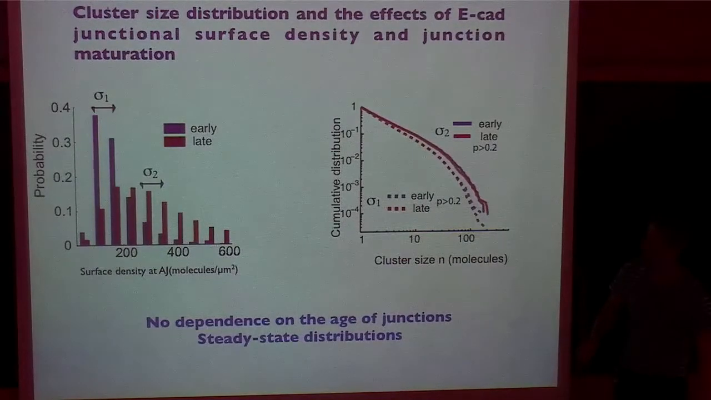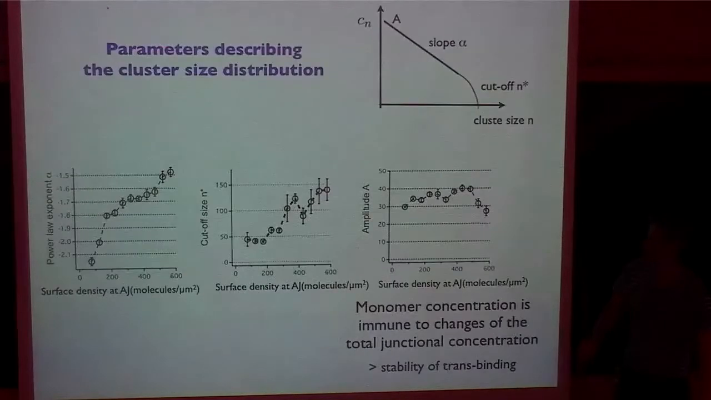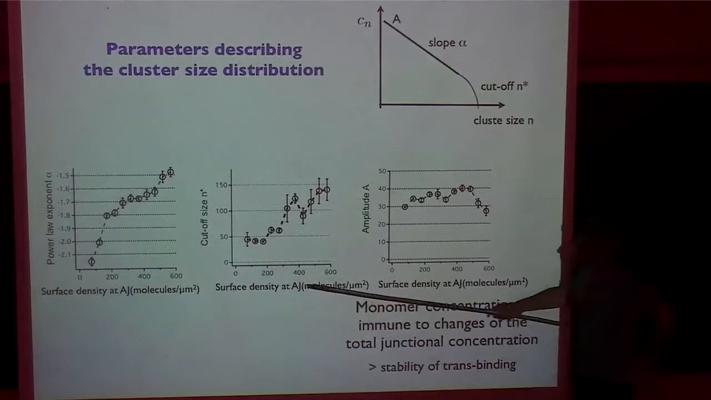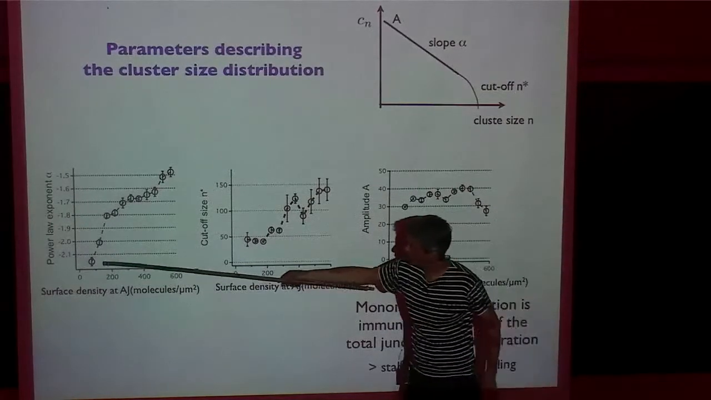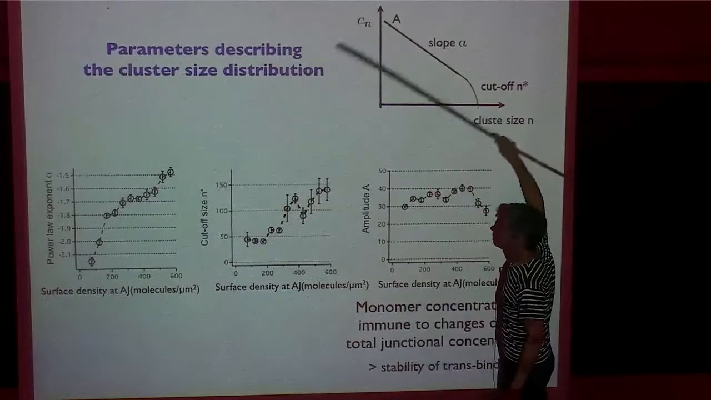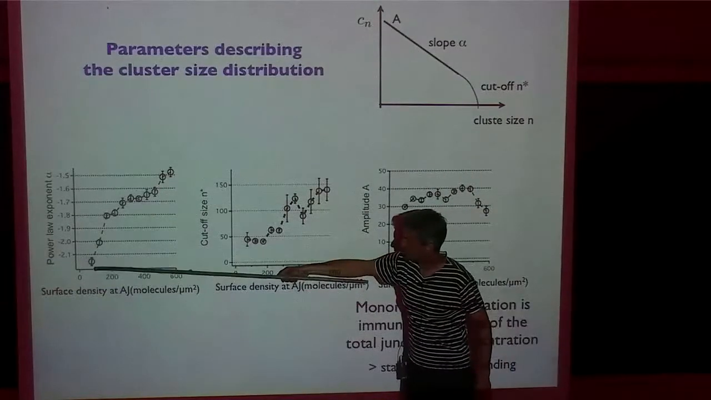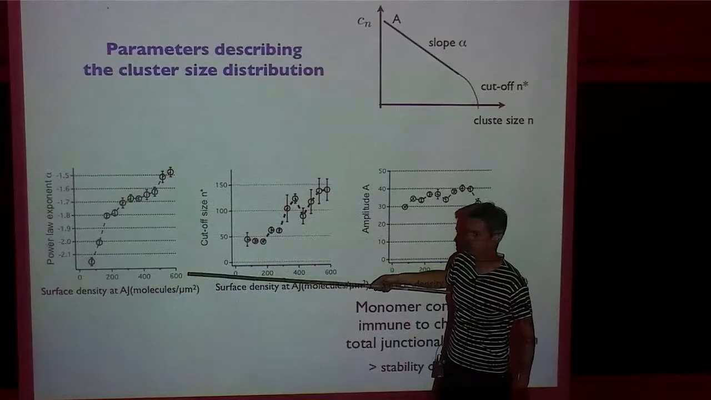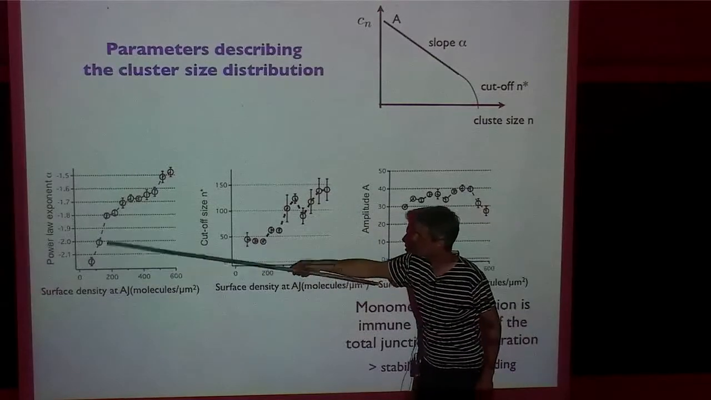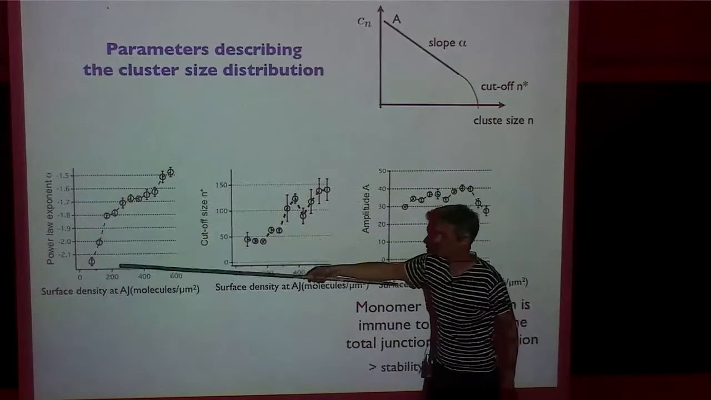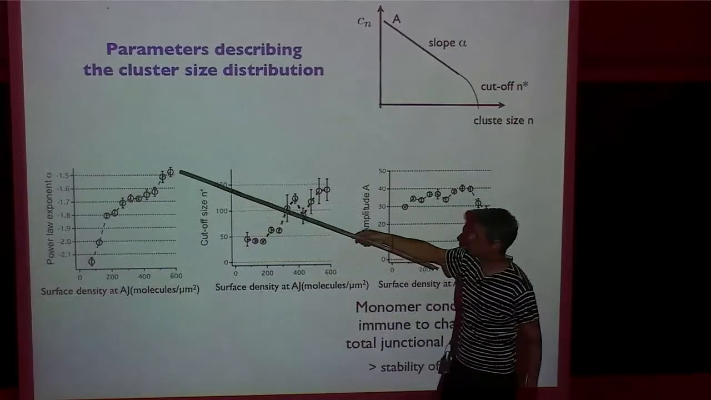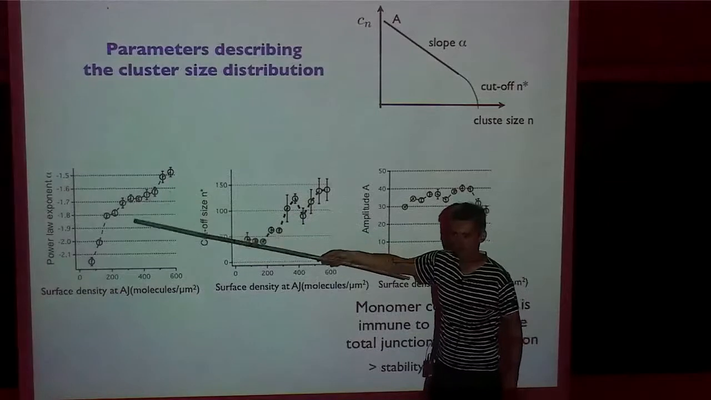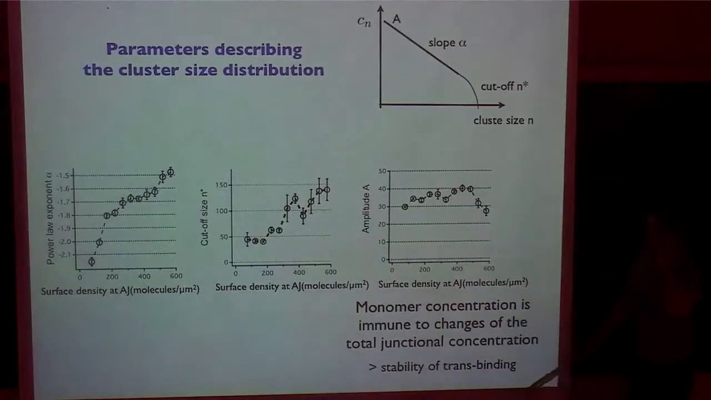The value of the exponent? I will come back to that. These are the values of the exponent. So the exponent, this slope, depends on the surface density. It increases with the density of E-cadherin at junctions, and it is between minus 1 and minus 1.5. And I will come back to that afterwards.